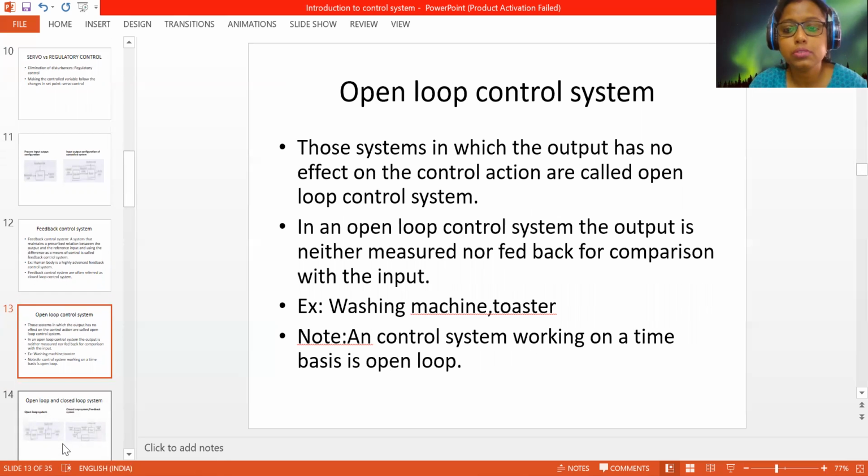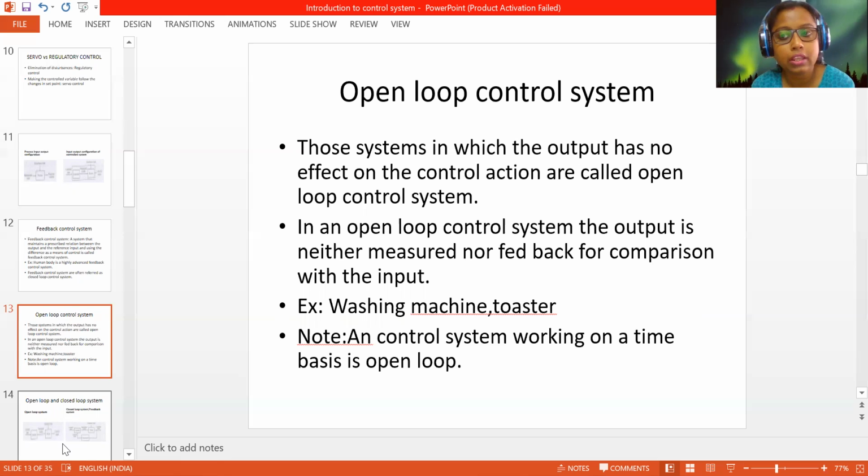Open loop control system: those systems in which the output has no effect on the control action are known as open loop control systems. In an open loop control system, the output is neither measured nor fed back for comparison with the input. The general applications that we use in home systems, like washing machine, toaster, etc., are general examples of open loop systems. In an open loop system, we have the set point, generally given in terms of time, like in a toaster we give 1 minute to toast a particular bread.